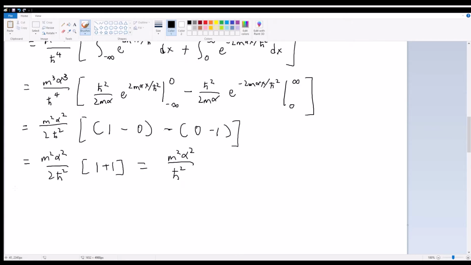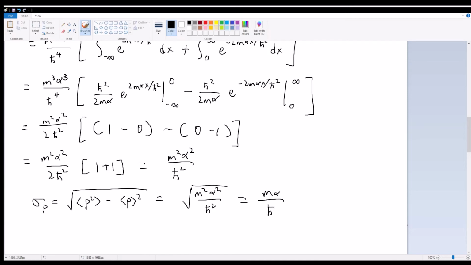And respectively, delta p is going to equal the square root of the expectation value of p squared minus the expectation value of p itself, squared. This is just going to be the square root of m squared alpha squared over h bar squared, which is going to be m alpha over h bar.